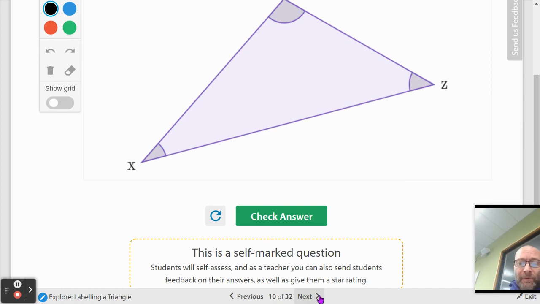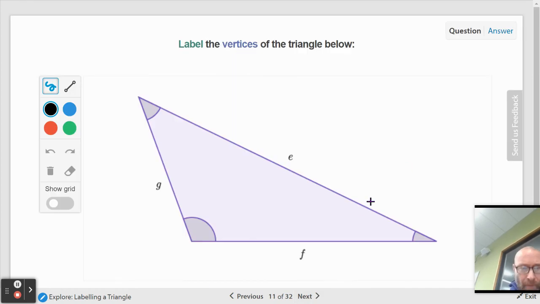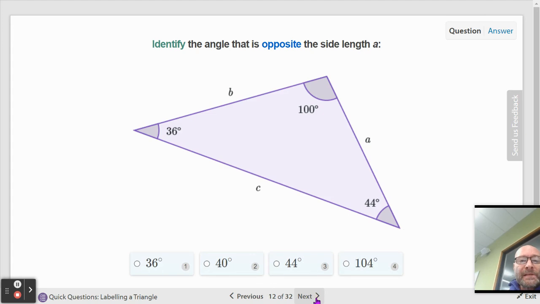Okay, you should be able to label these sides now. You should be able to label vertices now. Identify the angle that is opposite the side length A. Well, there is my side length A, so the angle will have to be the 36.